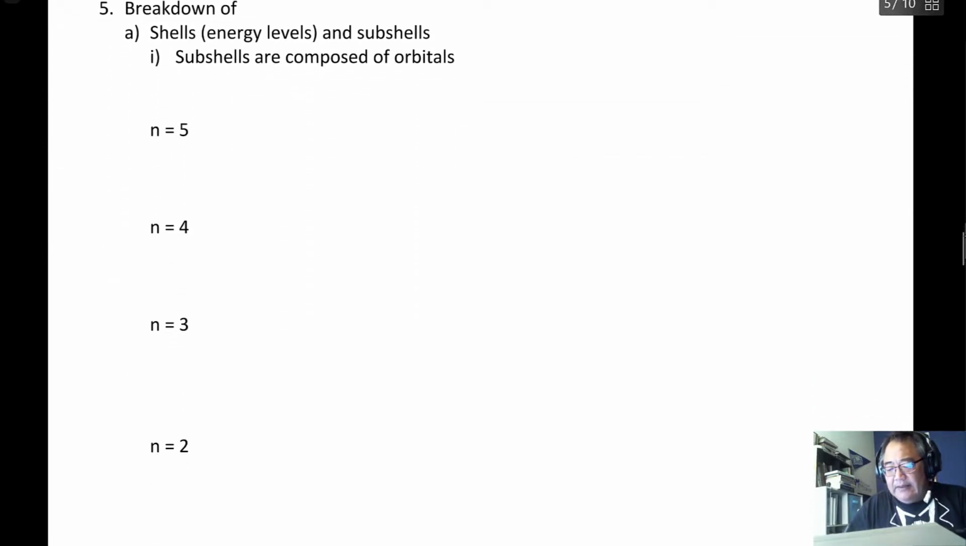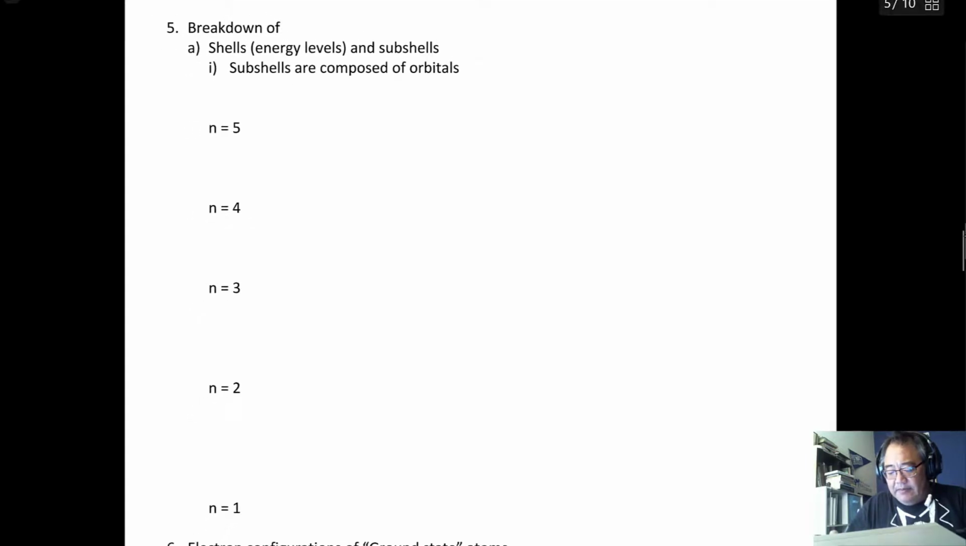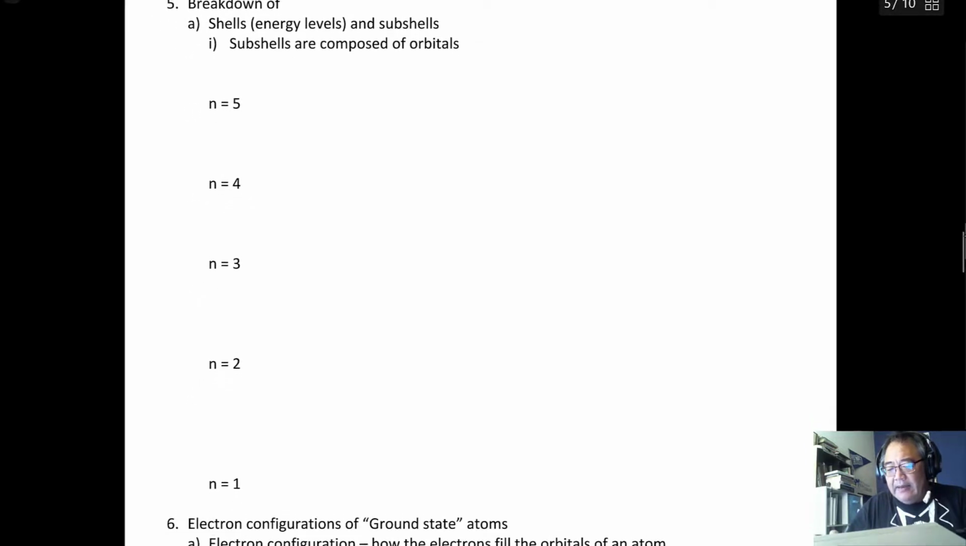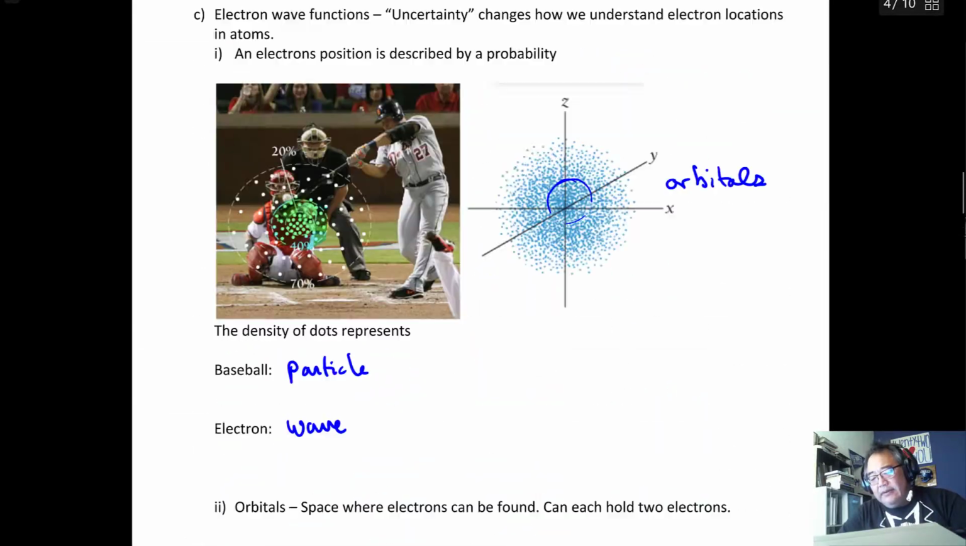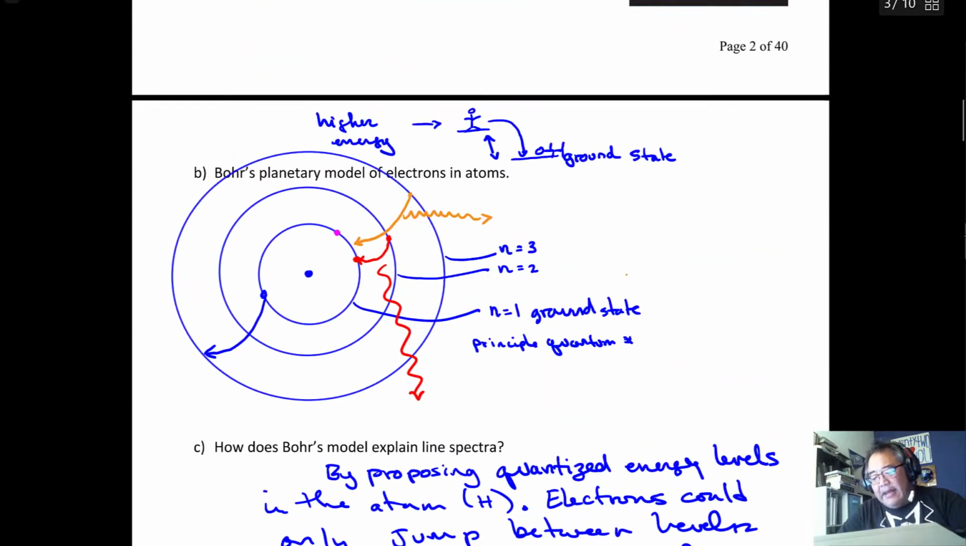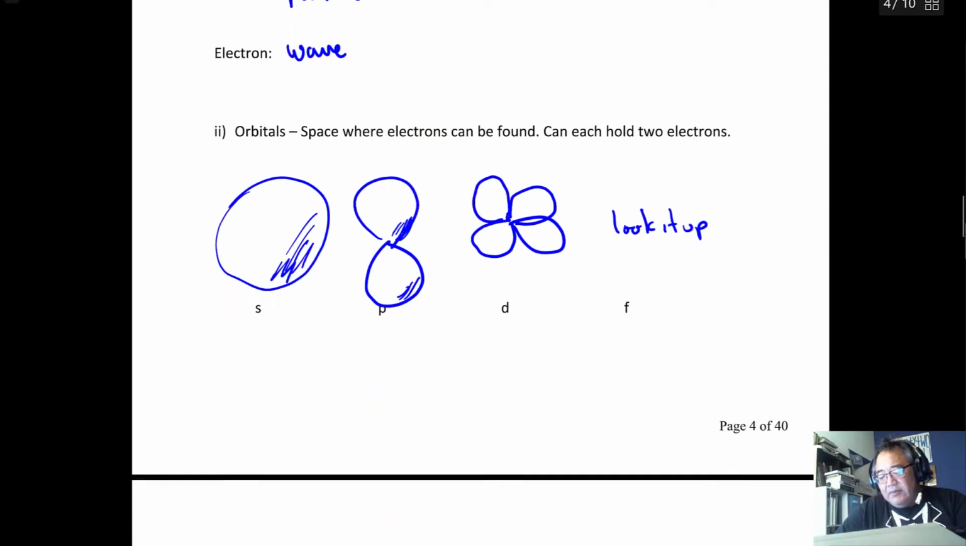Okay, so now, let's go and break some of this down, and we're going to talk about the kinds of orbitals you can have at any of the principal energy levels. Okay, so remember, back here, we talked about n equals 1, n equals 2, n equals 3. These are the quantum states, or the quantum levels, or principal energy levels, right? Quantum numbers.